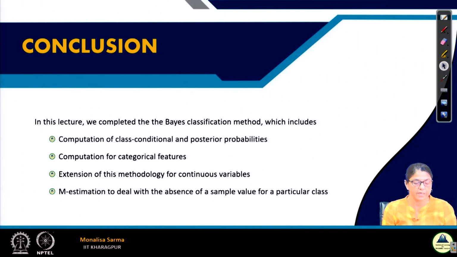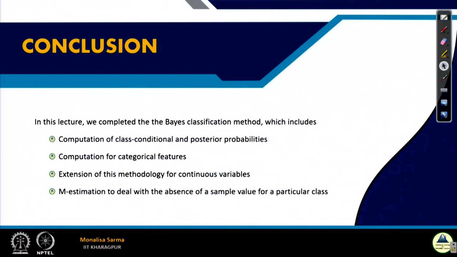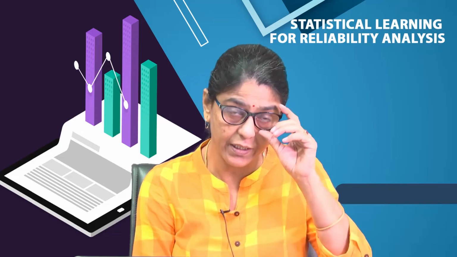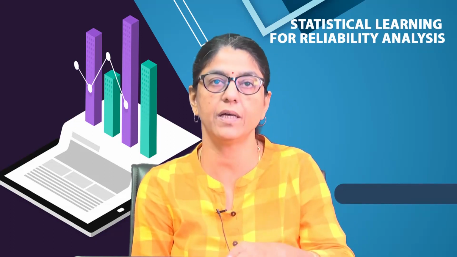So with that I come to the end of this lecture. In this lecture, we have completed the Bayesian classification method: computation of class conditional and posterior probabilities, and computation for categorical features. Then we saw how we can extend this methodology if, instead of categorical variables, we use continuous variables. There are two different approaches: one is discretizing it, and the other is using the probability distribution, finding the mean and the variance from the training data, and then finding the posterior probability for X.